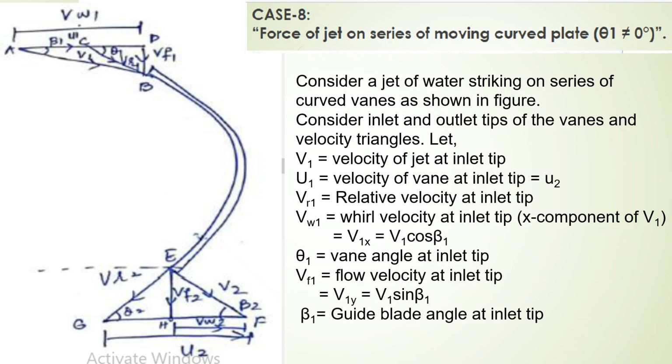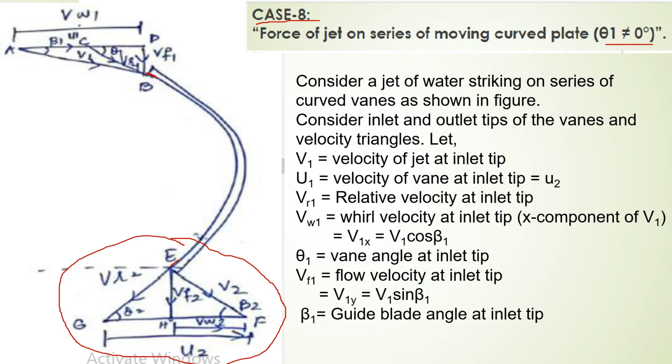Now, in a similar way, we can also derive the force of the jet for case number 8. This is the force of the jet on a series of moving curved plates when theta 1 is not equal to 0. So we have the vane angle at inlet tip and the vane angle at outlet tip. At inlet tip we have already defined it. This is the same as your case number 7: the velocity triangle, their components, their points, their vectors. At outlet, in this case we are going to define all of the parameters at inlet tip.